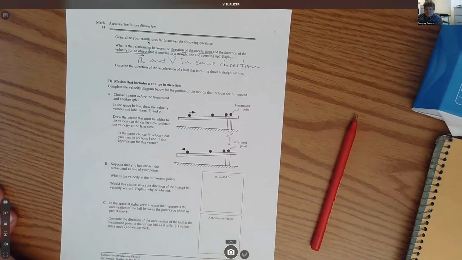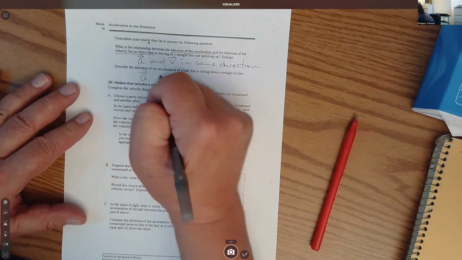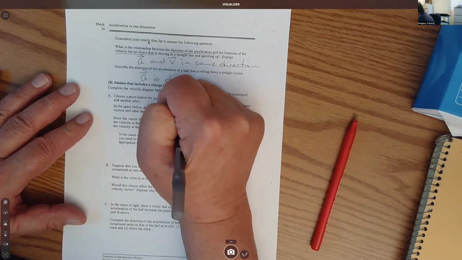Now, the next question is a very specific question. Well, what about a ball that's rolling down a ramp? Well, the velocity vector is down the ramp. That's the direction the ball's going. And if it's speeding up, the acceleration has to be in the same direction as the velocity. So the acceleration is down the ramp.